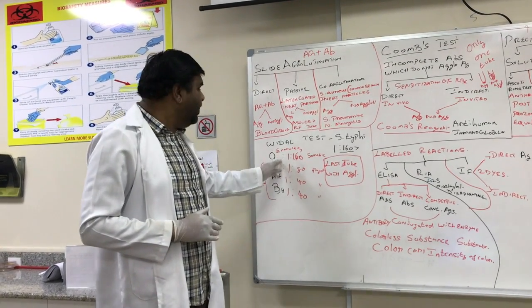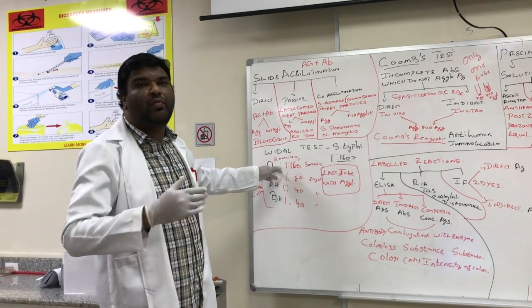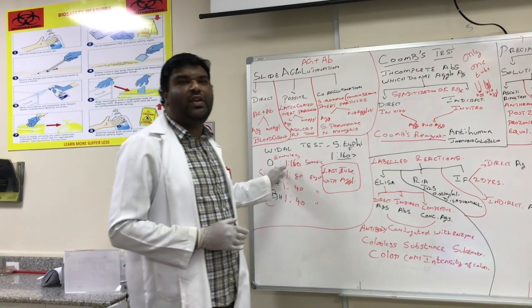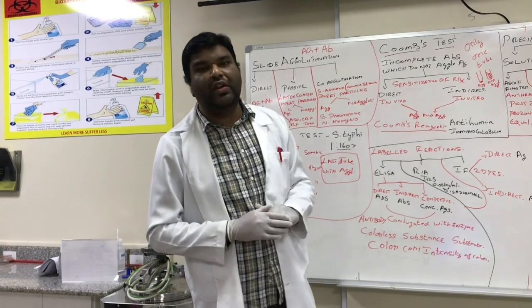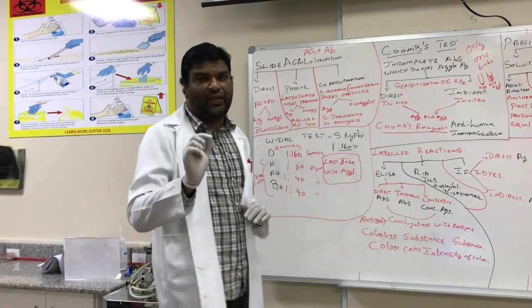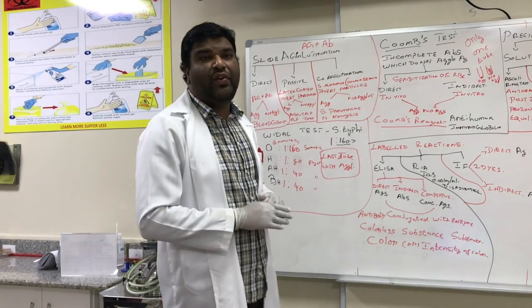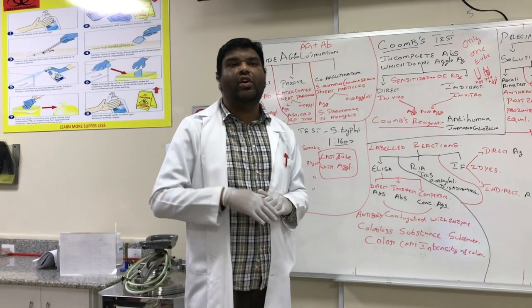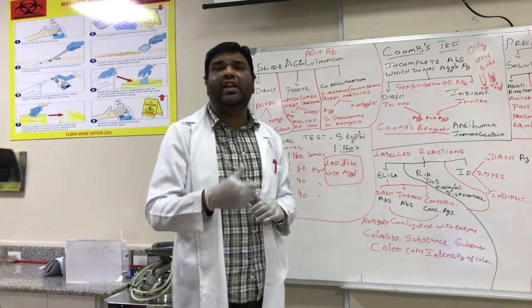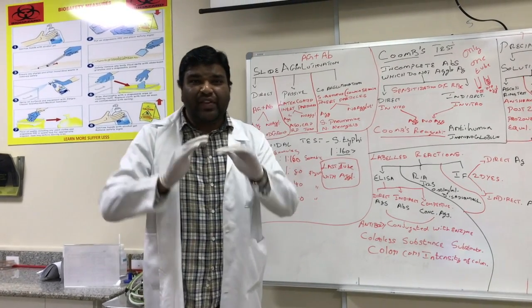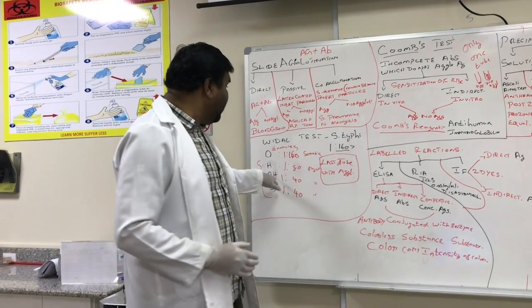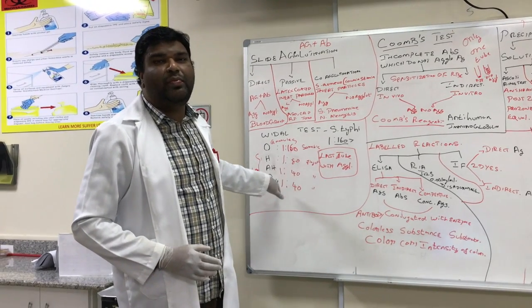If you have got a value of 160 and above for O antigens, that means it is a recent acute infection with Salmonella typhi. If it is for the H, that means it is a past infection or chronic infection or immunization with Salmonella typhi. The paratyphi scenario comes only if there is an agglutination with A or B.